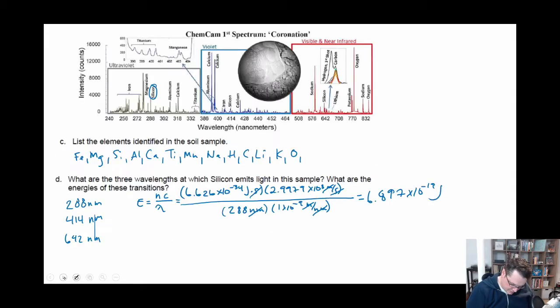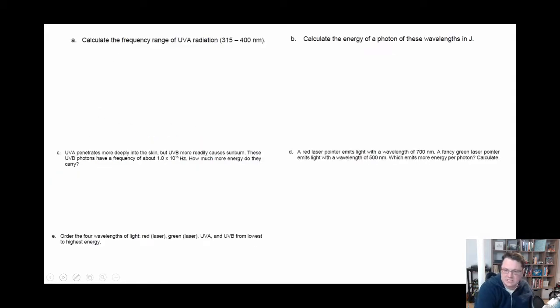All right, so this is, I didn't write down what the number is, but I think this is A3. Yeah, so this is A3. Calculate the frequency range of UVA radiation. So that's from 315 nanometers to 400 nanometers. The equation that we use in this case is E equals hc over lambda.